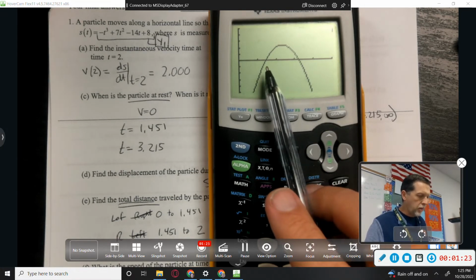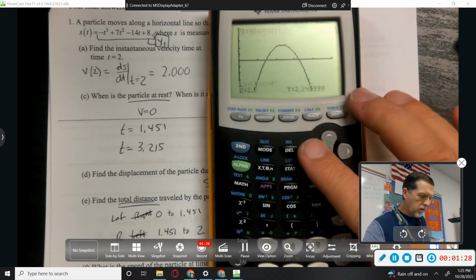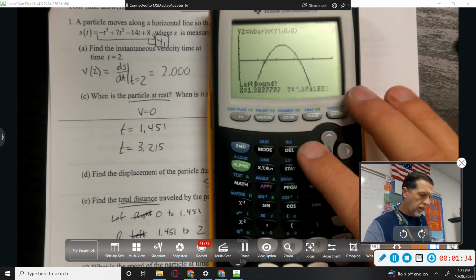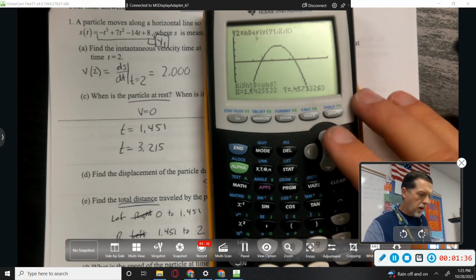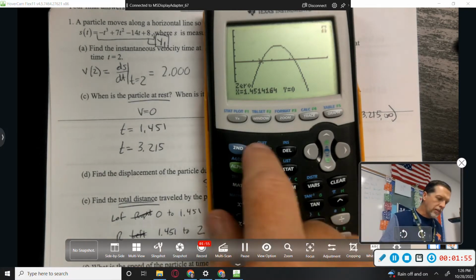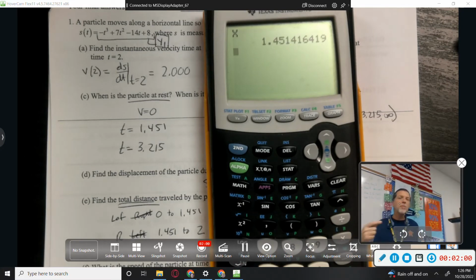Alright, so we're backtracking. I'm trying to find that 1.451. Second calc, zero. Left bound, right bound, guess. Okay, there's that 1.451. But I want to remember all of that, and I'd really rather not write all of it down. So here's the trick. Either write all of it down because you're going to need it later, or if you quit out of there and you just press X, it remembers that as the most recent X.